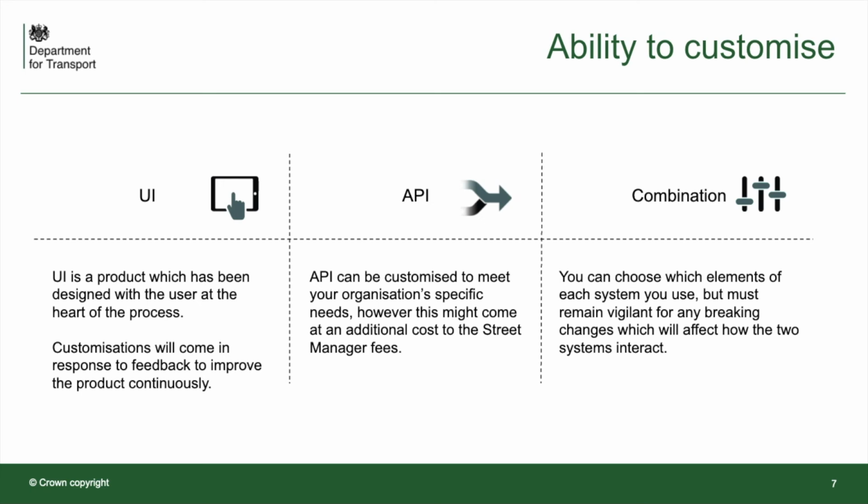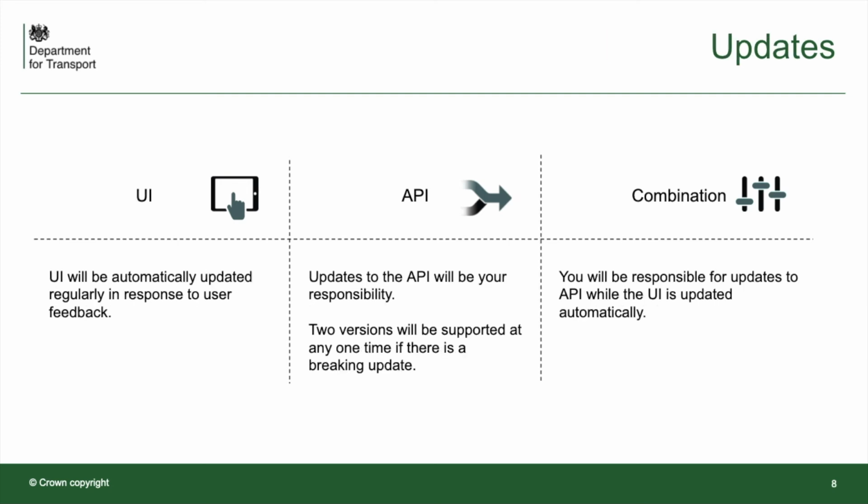The combination approach is similar, but you must remain vigilant for any breaking updates which affect how the UI and API interact. When this occurs, the DFT will support 2 versions for a minimum of 6 months, giving you time to update your API link. Updates, similar to customizations, will be deployed automatically to the UI. Updates to API are your responsibility to stay abreast of, keeping in mind the 6-month timeline for breaking updates. The combination route will encompass both.